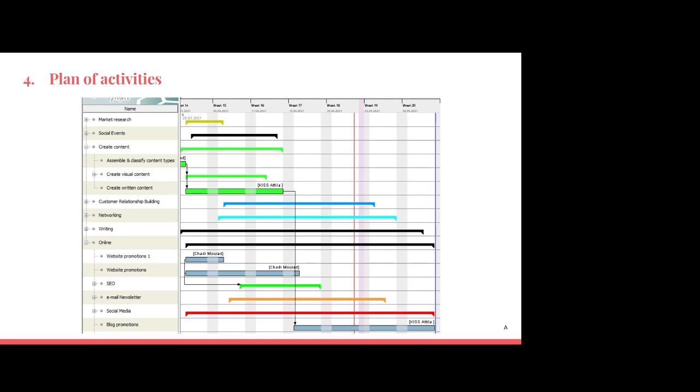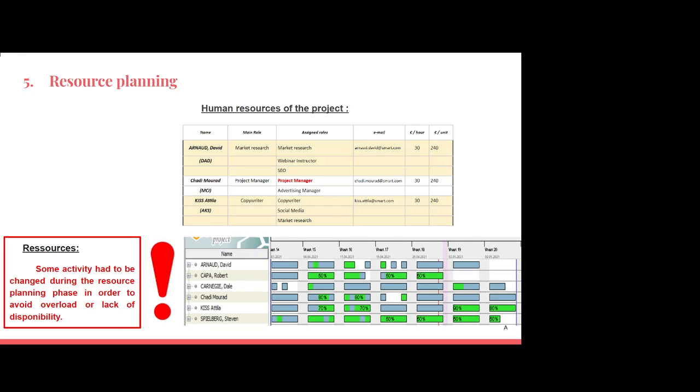Then we created a plan of activity, and it was a huge work to put everything in a Gantt chart. This is a small part of our Gantt chart because it's huge. You can also find it in the project documentation. And when we created the Gantt chart, then we allocated resources to it.